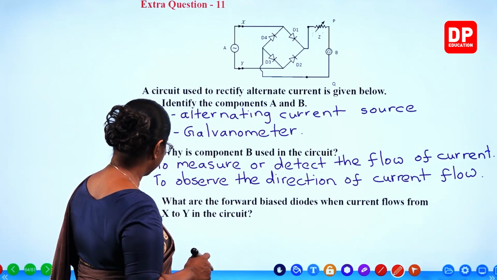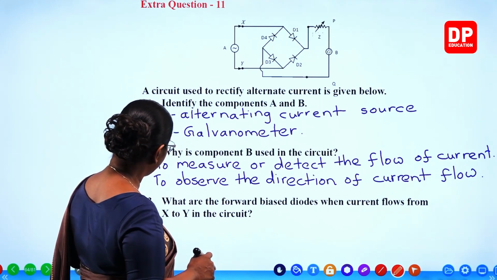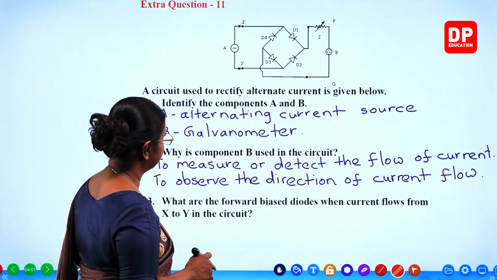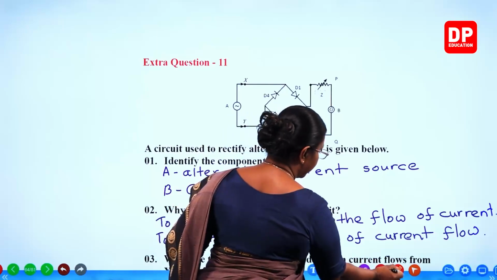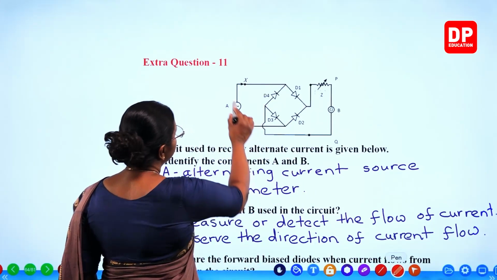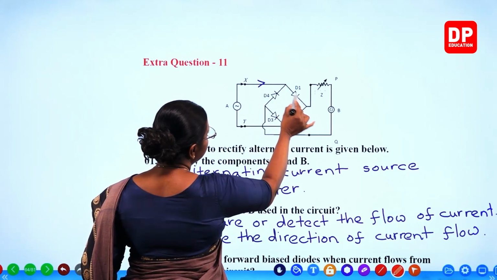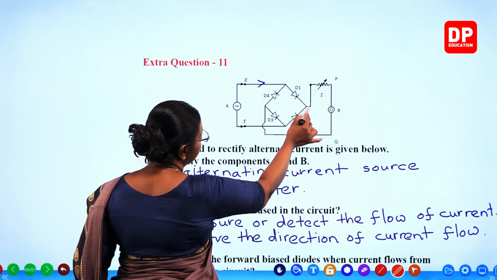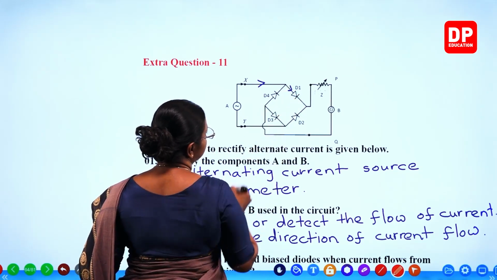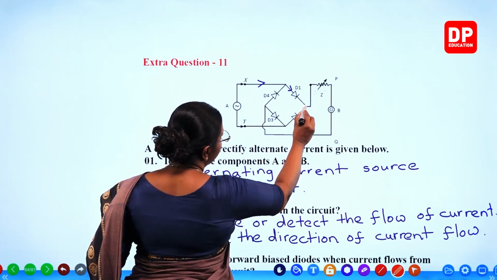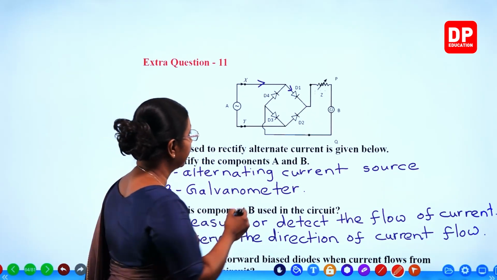Then the third question. What are the forward bias diodes when current flows from X to Y in the circuit? If current flows from X to Y, the current is going to go this way, X, then through D1. D1 is forward biased, D4 is reverse biased. So it has to go through D1. Then when it comes to this point, D2 is reverse biased. You all can see that.